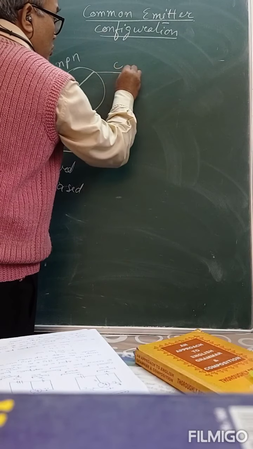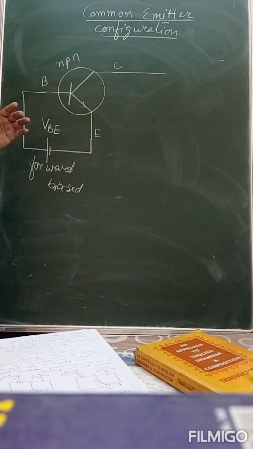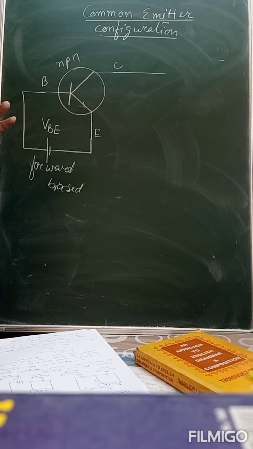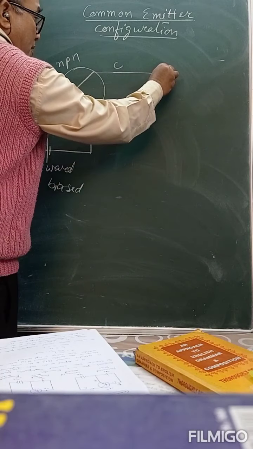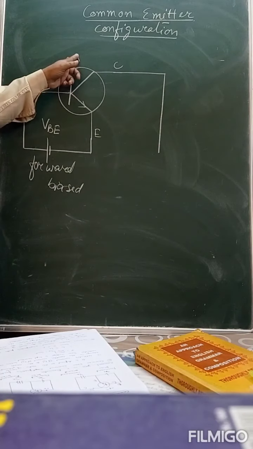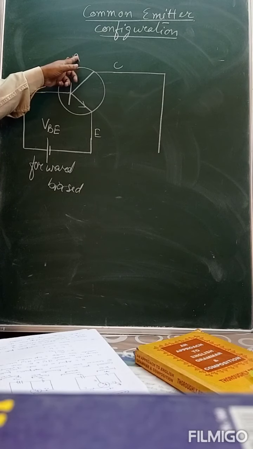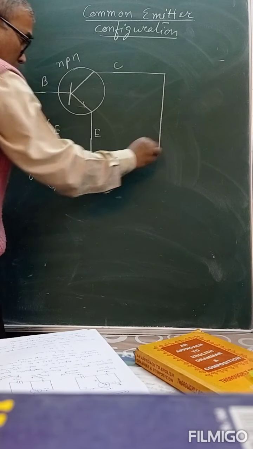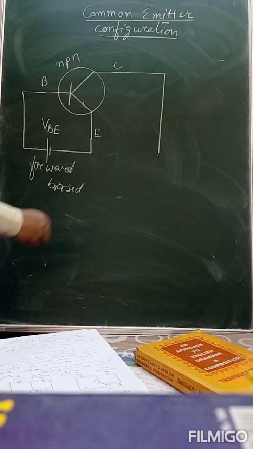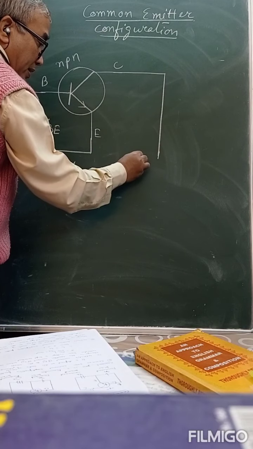And the collector should be reverse bias. Yes or no? Collector base junction should be reverse bias. So we have to make the collector reverse bias. Collector is which type of semiconductor? N type semiconductor. Collector is N type semiconductor.